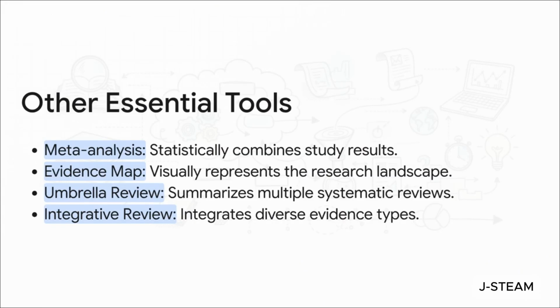And believe me, this toolkit has a ton of other cool instruments. For example, a meta-analysis. That's your heavy hitter for quantitative synthesis, combining stats for one powerful number. We've already talked about qualitative evidence synthesis for understanding experiences. Then there's the evidence map, which literally gives you a visual of the research landscape to spot those gaps. The umbrella review, that's our review of reviews. And finally, the integrative review is designed to pull together all kinds of different evidence into one cohesive story.